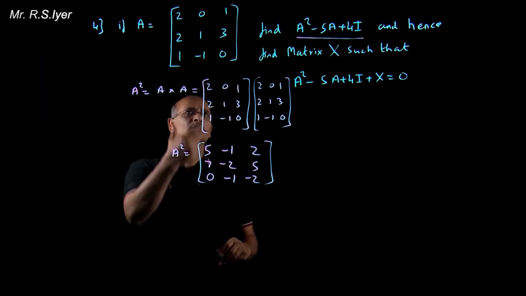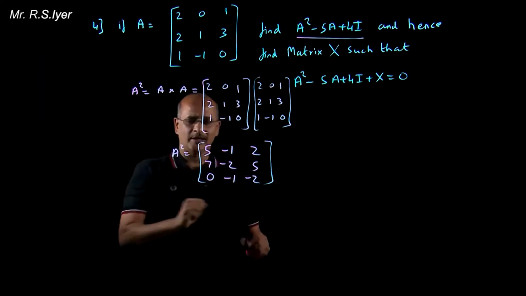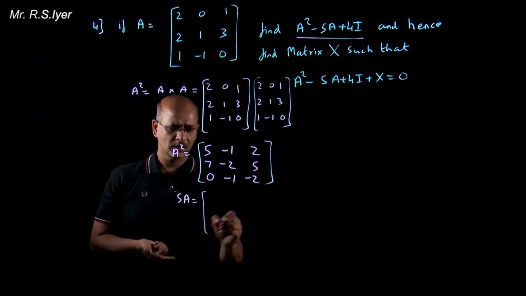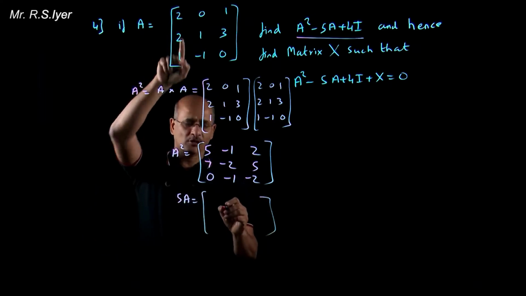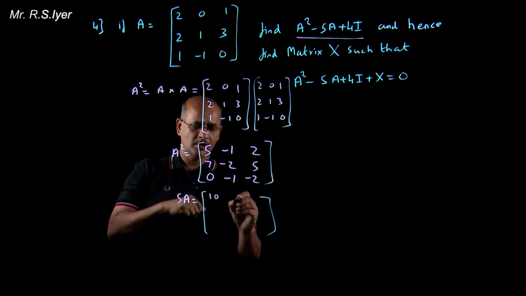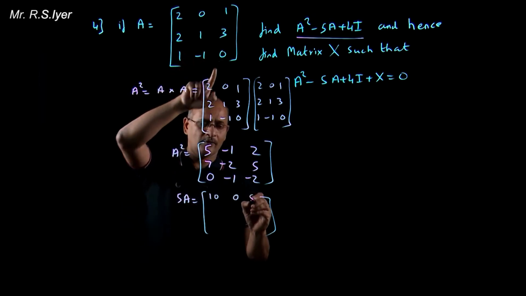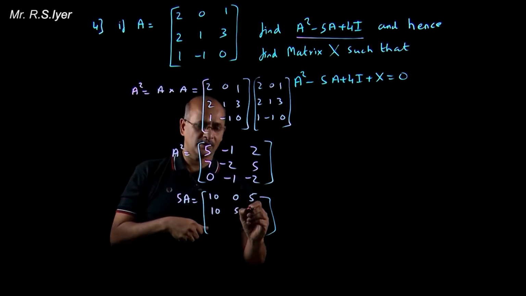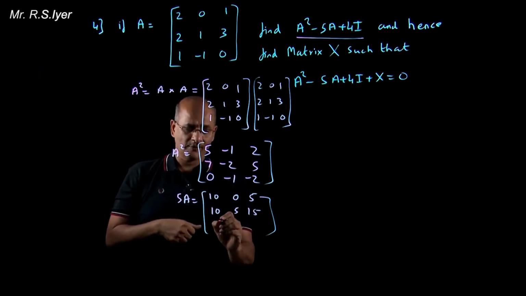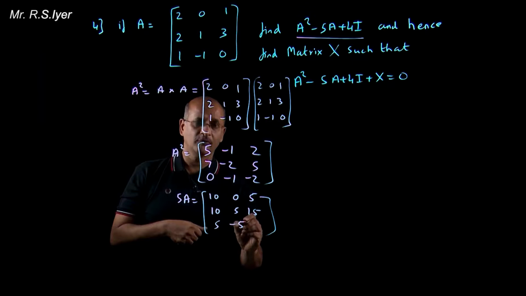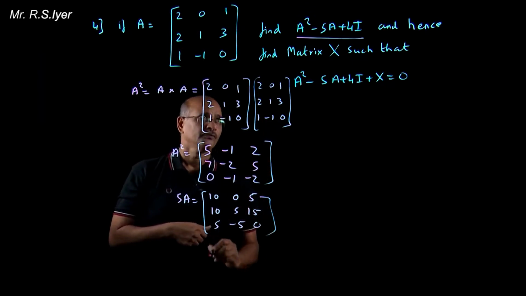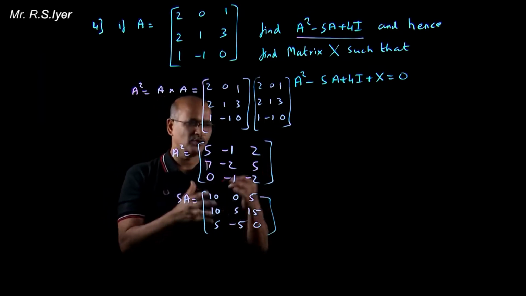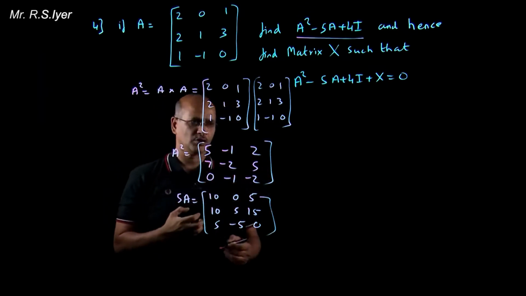So now I want 5A. Look at this 5A I want, so I will just put across 5A over here. A is already given to you, so 5 times 2 is 10, 0, 5, then 5 times 2 is 10, 1, that is 5, 3 fives are 15, then 5 times 1 is 5, minus 5 and 0. Once you get it, I have to get plus 4I also, but there is no need to get 4I, you can just work on with the solution right away.